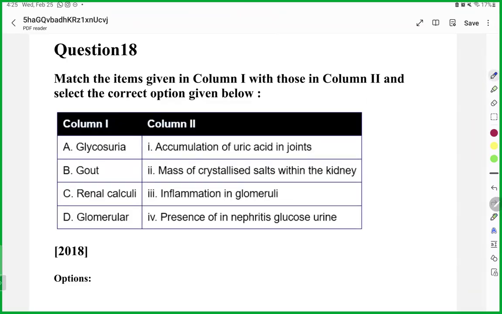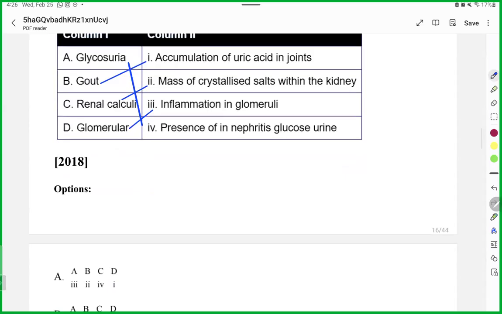Renal calculi. Wait, sir. Glycosuria is 4, sir. A is 4. Yes. Gout. B is 1. Renal calculi. C is 2. D is 3. Glomerulonephritis, inflammation in glomeruli.